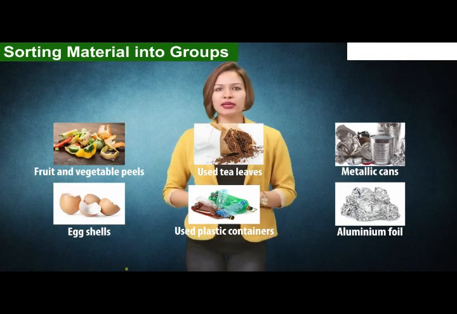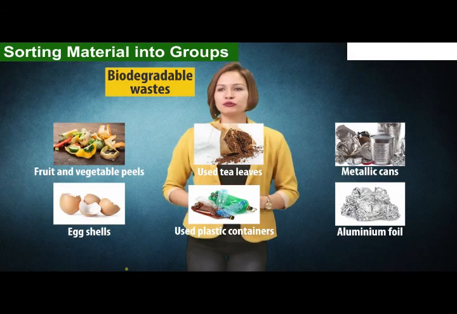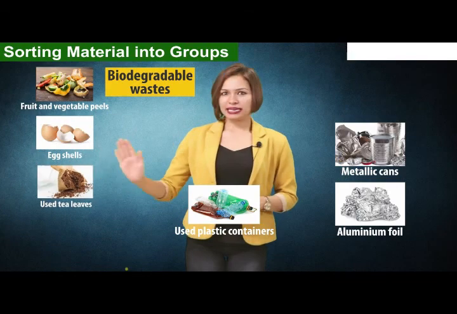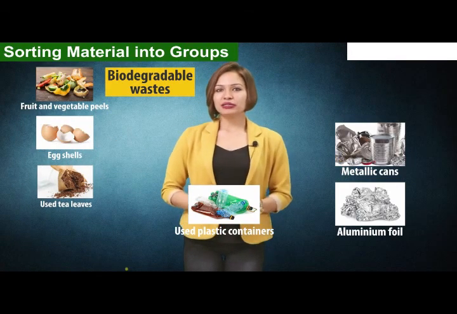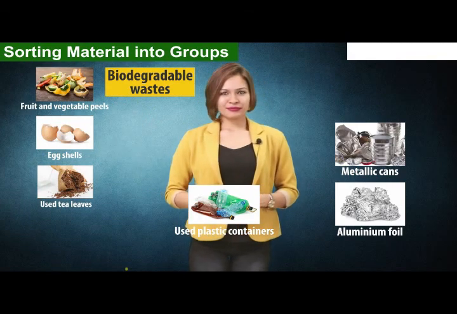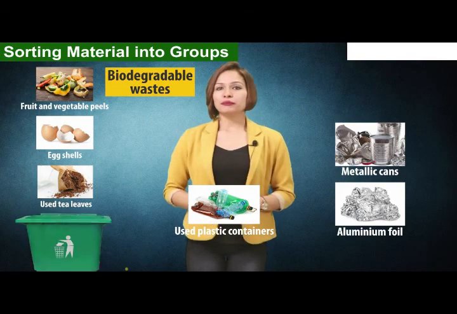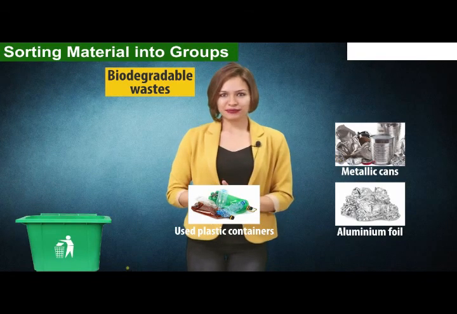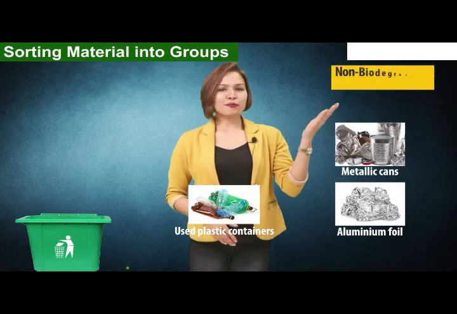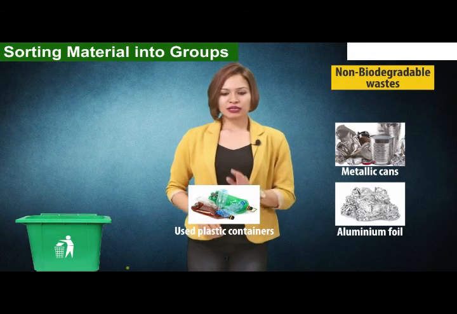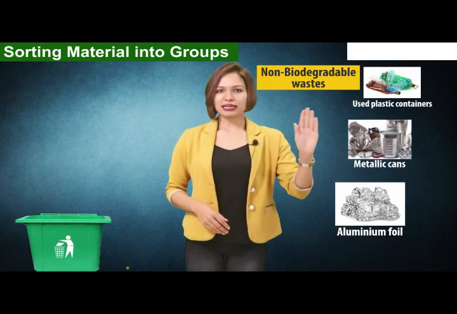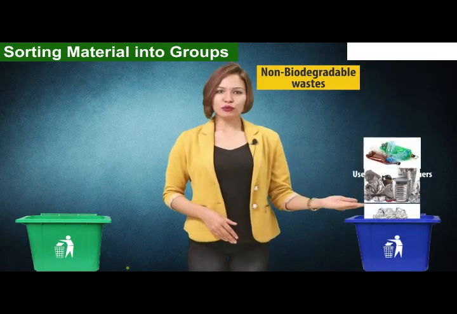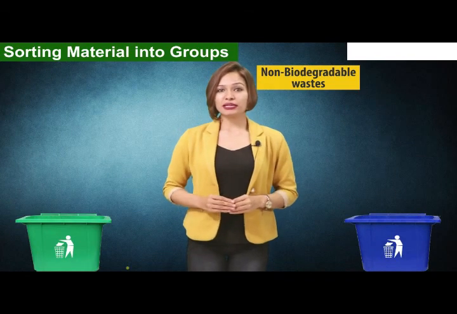Well, first group will be biodegradable waste, which includes fruit and vegetable peels, eggshells, and used tea leaves. And in which dustbin will you dump such kind of waste? Yes, we will dump such waste in green color dustbin, as these waste can be degraded naturally. While the other group will be non-biodegradable waste, which includes used plastic containers, metallic cans, and aluminium foil. And we will dump them in blue color dustbin, as they cannot be degraded naturally.